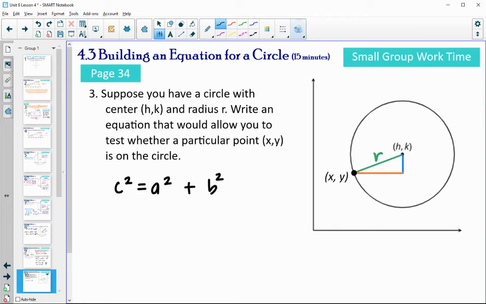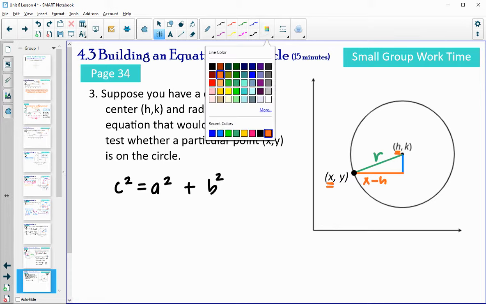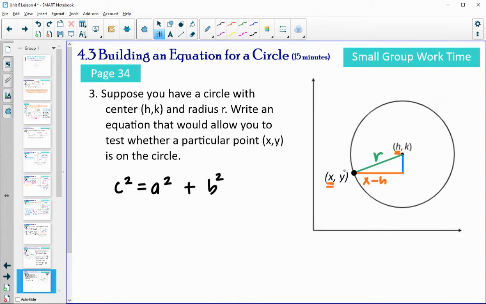And we want to come up with expressions for those legs. So hypotenuse we're calling r. Remember that the horizontal length here compares the x values in the coordinate and the center. So we subtract those x's, and that will be the horizontal distance. Then the vertical distance compares the y's. So we subtracted the y coordinates. Now we'll plug all of this into the Pythagorean theorem: the c value squared, the a value squared, the b value squared.